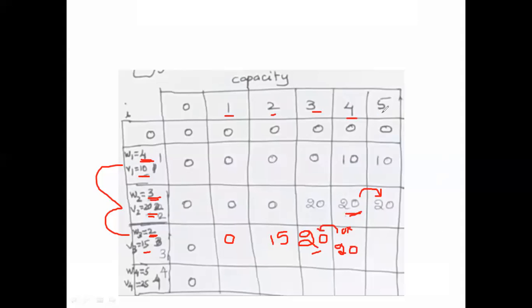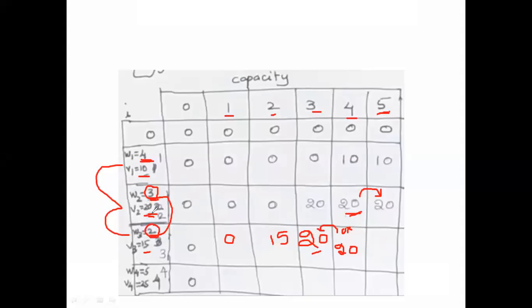Okay. Next, the 5 kg capacity bag. 5 kg means, so now it is 4 kg, it is 3 kg weight, this is 2 kg weight. So which weights are we adding to get 5 kg? 3 plus 2. Yes, 3 plus 2 we are adding, we can get that 5 kg.